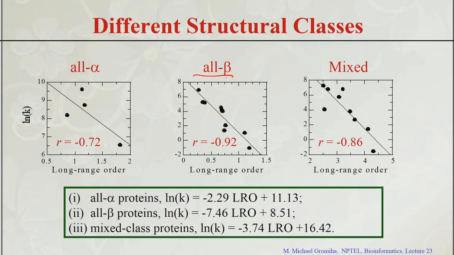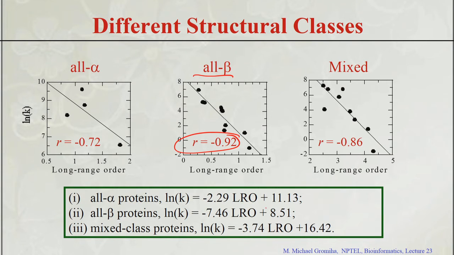So, I show the data. Here, if you see all beta, the correlation is very high, minus 0.92, compared to the all alpha and the mixed class proteins. This makes sense, because long range order involves mainly long range interactions. So, for all beta proteins you can get a better correlation than for all alpha and mixed class proteins. So, we derive the equation.